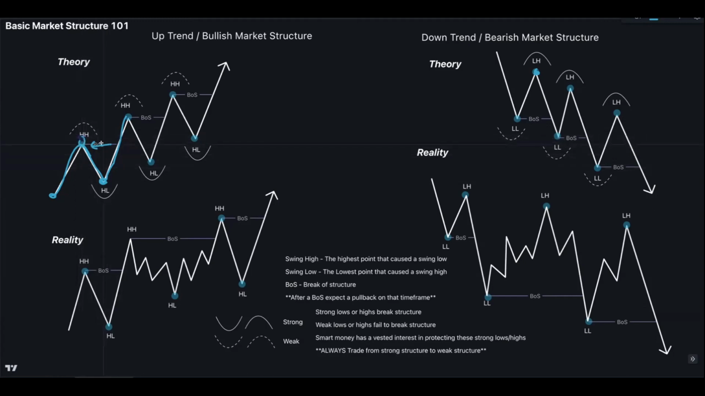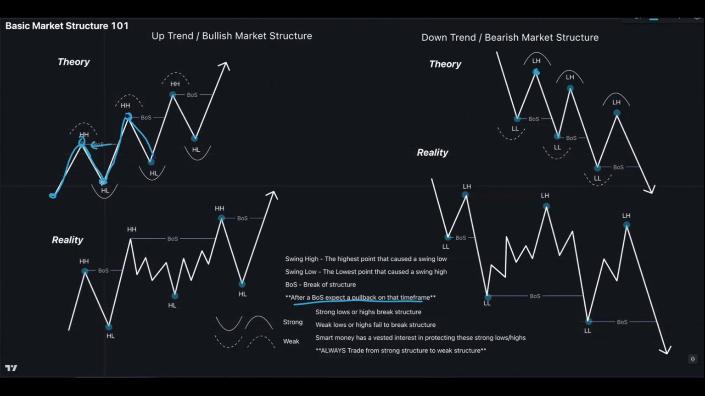So knowing that, what do we expect? We expect a pullback, because after a break of structure, expect a pullback on that specific time frame. And we get just that. A higher high is formed and it comes down and it retraces, right? We get the pullback. Okay, this is where the concept of strong lows, strong highs comes into play, and weak lows, weak highs. A strong low or high is a higher low that breaks structure.